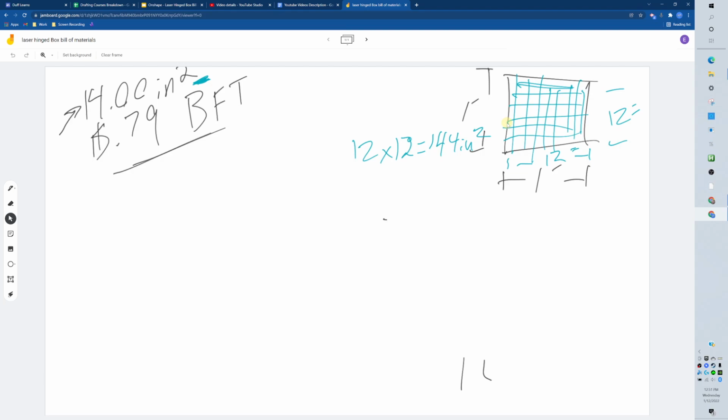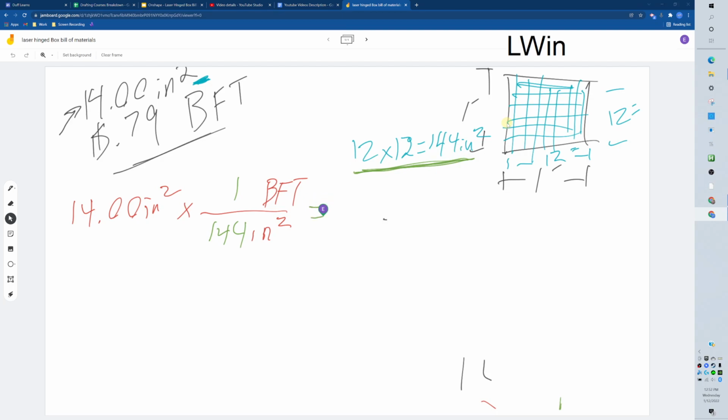So let's back it up. I've got 14.00 inches squared, and I'm going to multiply because I'm translating units. I'm trying to figure out not how many inches squared; I've got to get rid of those. I want to figure out how many board feet, because the cost is in board feet, and that's why we're translating it that way. So one board foot is 144 inches squared. We just figured that out right here. 12 by 12 is 144.